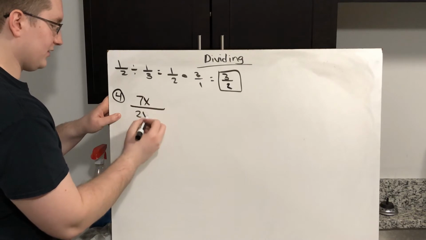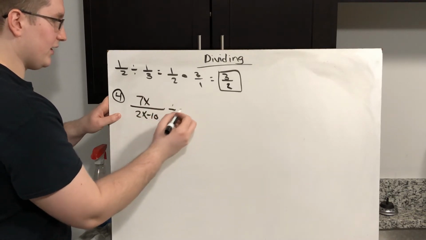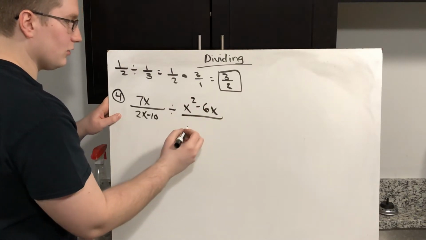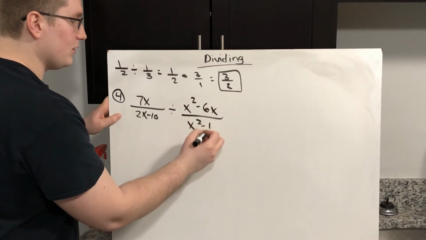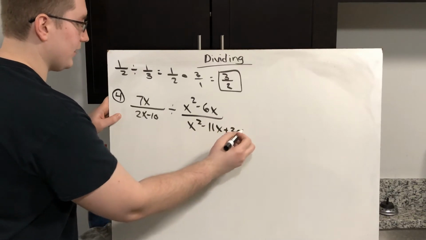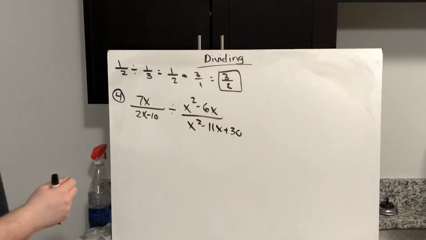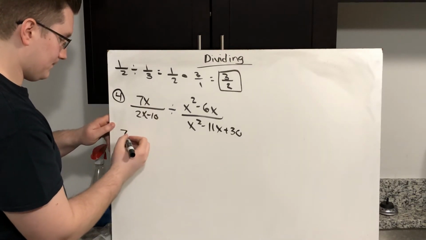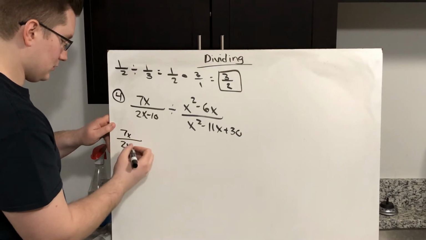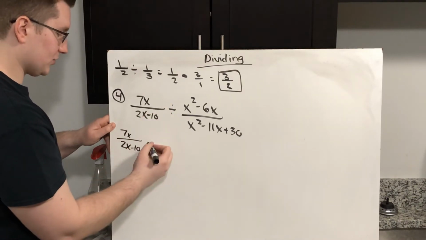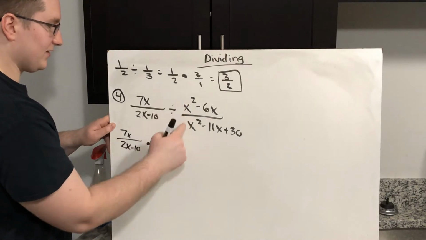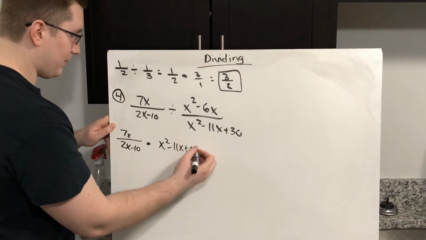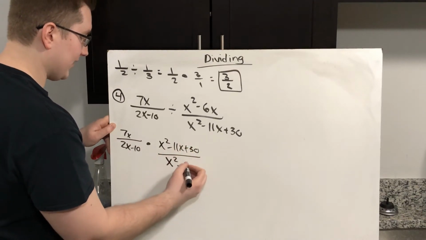So for our fourth example, I have 7x over 2x minus 10 divided by x squared minus 6x all over x squared minus 11x plus 30. So what I'm going to do, I'm going to change this to multiplication. I keep the first fraction the same. Change this division to multiplication and flip this fraction. So now I have this x squared minus 11x plus 30 on the top, and I have this x squared minus 6x on the bottom.